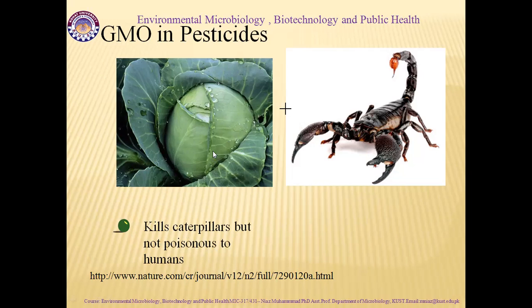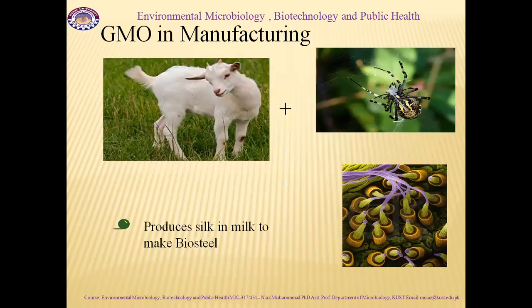Genes have been inserted in this cauliflower, in this plant, and now the gene has been expressed over here. Now a caterpillar cannot eat this plant, as it is resistant to caterpillars, but it is not poisonous for humans. So GMOs are working in every field of life.